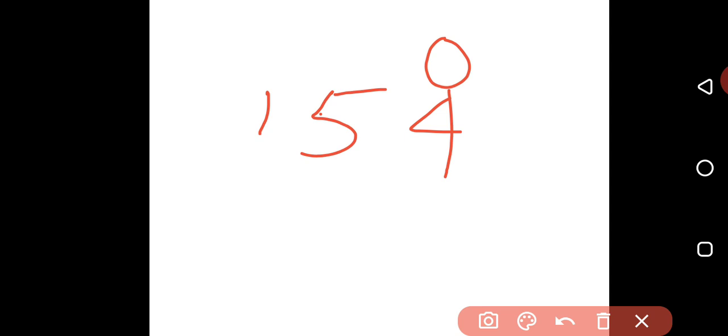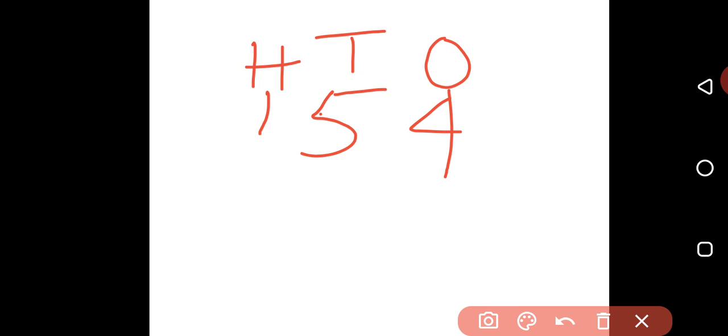First is rounding off to the nearest tens. Now I am writing a number: 154. This is the ones place, this is the tens place, and this is the hundreds place. Now I am going to round off 154 to its nearest tens.